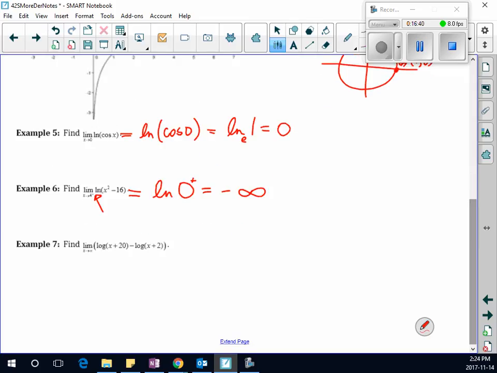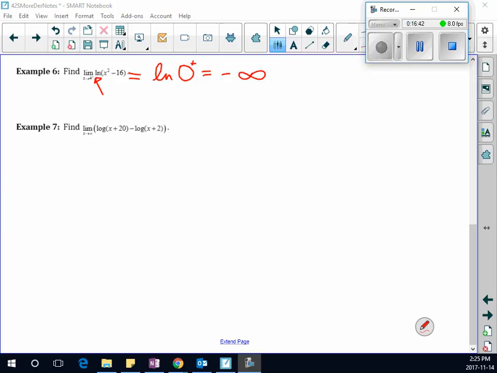Okay, so how about the next one? Limit as x goes to infinity of log of x plus 20 minus log of x plus 2. Log of infinity minus log of infinity. Okay, so now you need to do some manipulating here. What do you think you would have to do? Because if you plug infinity in here, log of infinity minus log of infinity, you can't actually do a calculation of infinity minus infinity. Yes, you can make this into a fraction.